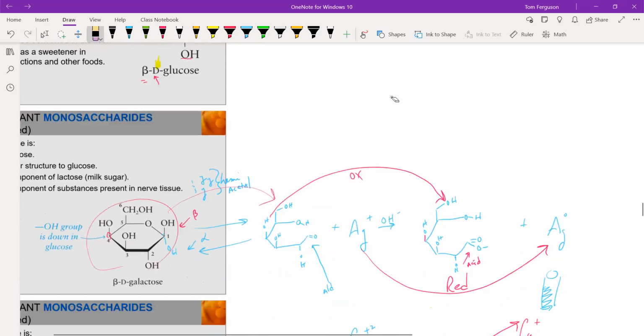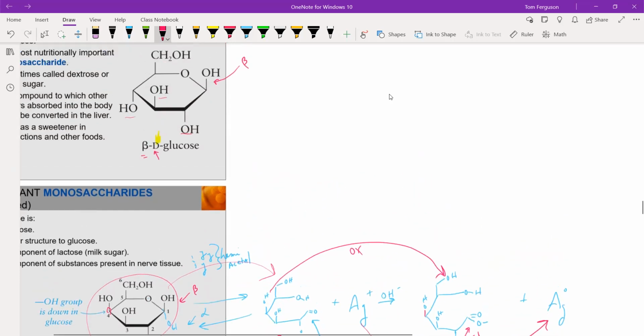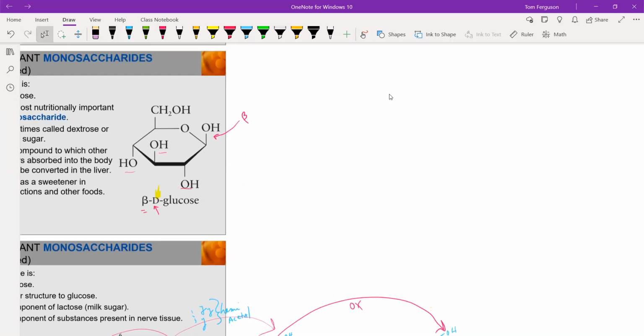Oh, one other thing too. Okay, once it opens up, it's neither alpha nor beta. So both of them will yield the same open structure.